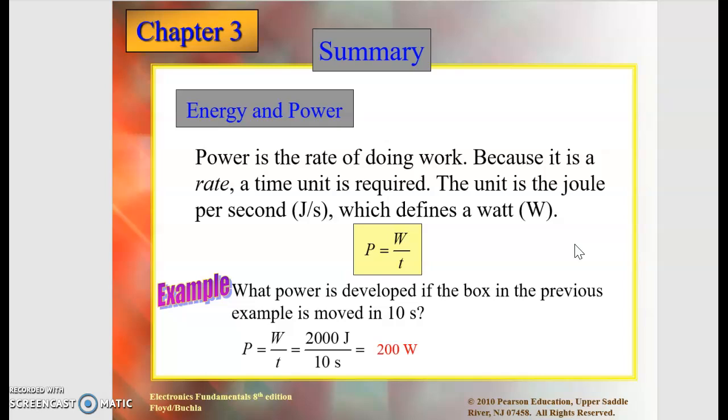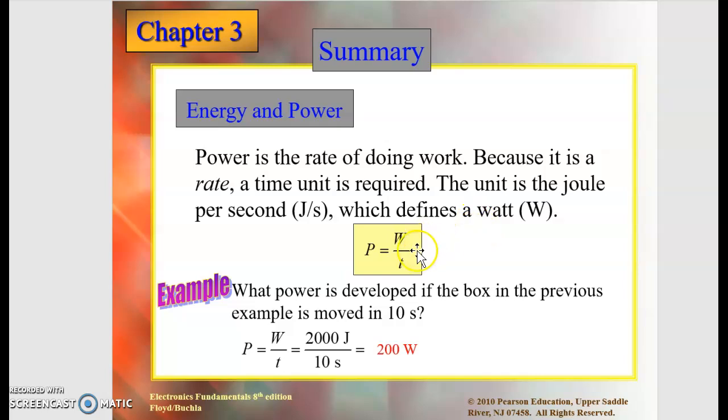So right here, we are going to define power. Power is the rate of doing work, and as we mentioned before, anything that has a rate in it has to have time involved. So power is defined as work divided by time, which is going to be joules over seconds, where work is in units of joules and time is in units of seconds. So the unit of power is the watt.